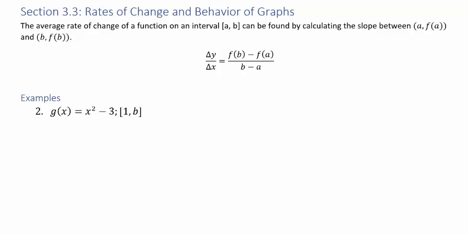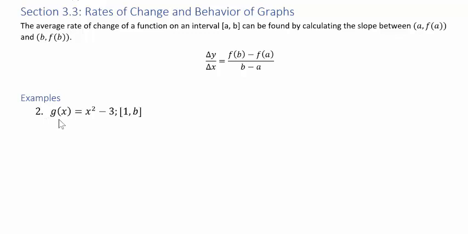Let's take a look at a couple more examples involving finding the average rate of change. If you recall, the formula is delta y over delta x, or change in y over change in x, is equal to f of b minus f of a divided by b minus a.